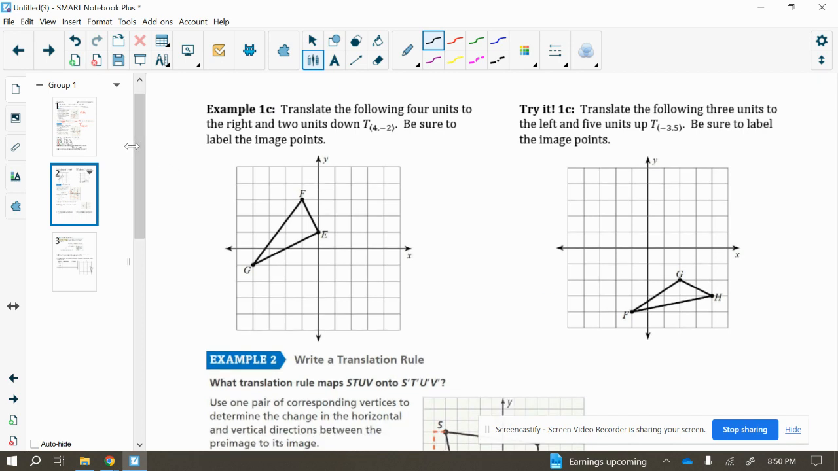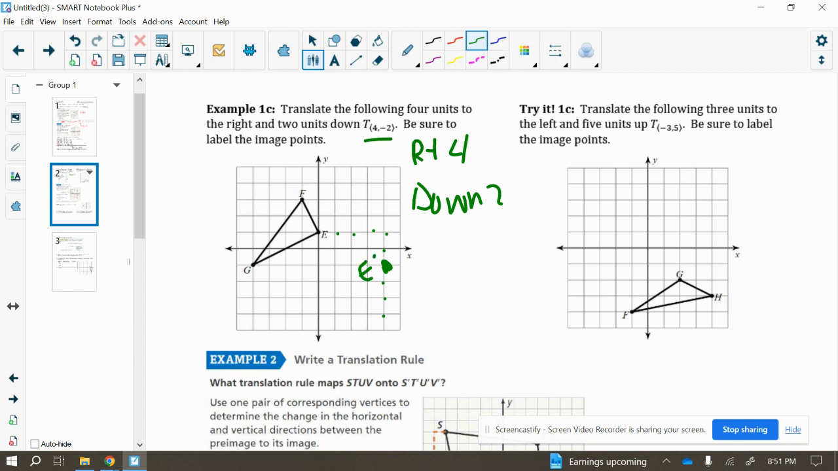Now, graphing wise, we always want to take our originals and make sure when we graph it that we label our new image points. So this rule is telling us to move to the right 4 and down 2 on each of our values. So if we look here, we're going to take each of our points E, F, and G. E moves to the right 1, 2, 3, 4, down 1, 2, 3, 4, 5. Oh, sorry, 2. Down 2.